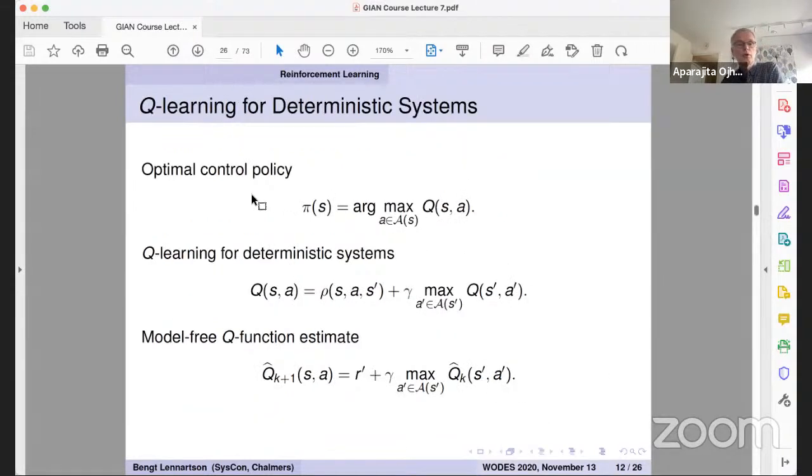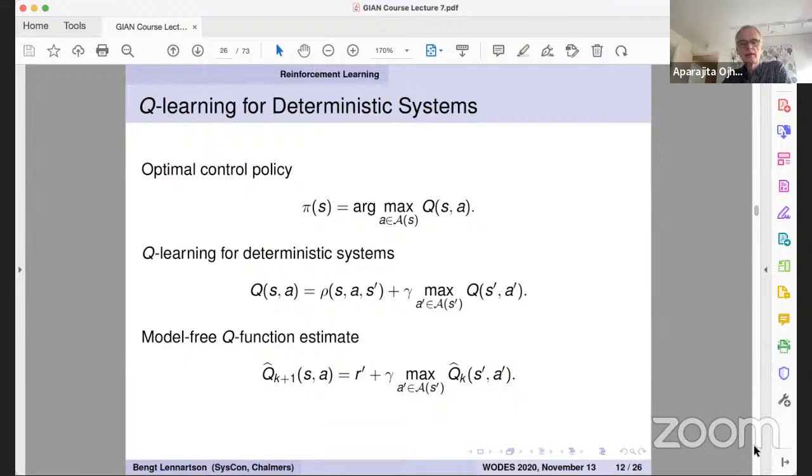But as before, we have an optimal control policy. I call it mu, here it's called pi. And that is the argument that maximizes the Q function. Q learning for deterministic systems is like this, and the model-free function looks like this.